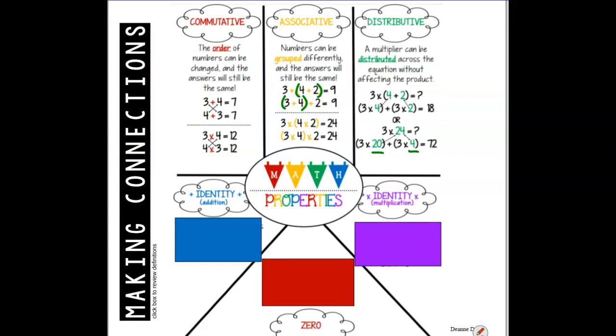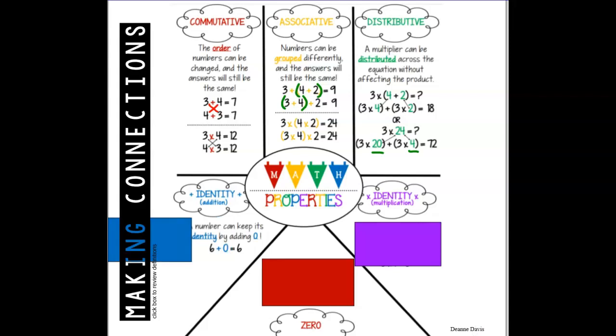So the order of the numbers can flip-flop or change. 3 plus 4 is the same as 4 plus 3. 3 times 4 is the same as 4 times 3. We also talked about the identity property of addition. Remember, identity, you stay the same. When you add 0 to anything in addition, the identity property says it's going to stay that same value.